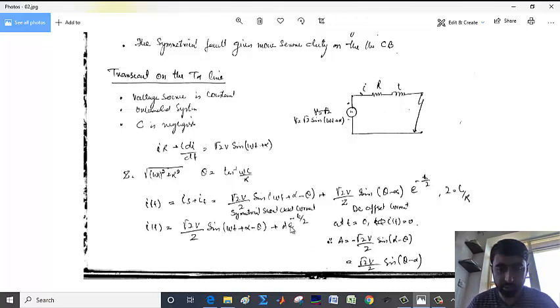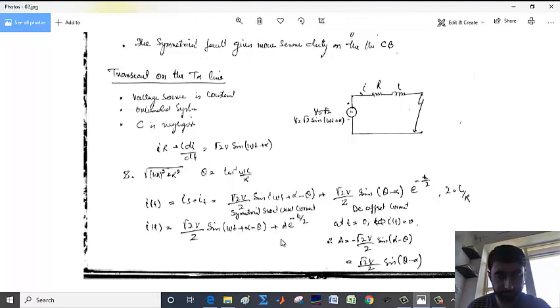But the transient part will be equal to A e raised to the power minus t by tau, where A is the magnitude of the transient at the starting. So it can be calculated. As we know, this is an open circuit. At t equal to 0, there will be no current. At t equal to 0 plus, there will be no current because of the inductor. The change of current will be 0. So we can use this initial condition to calculate this A.